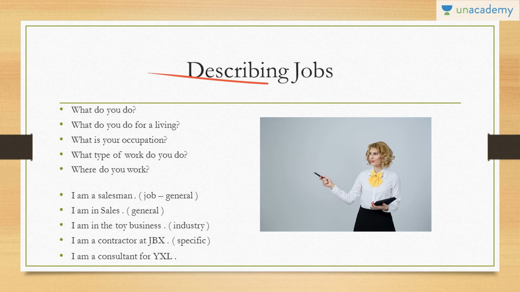Next is describing jobs. How would you describe your job? Let's begin with the questions first. In case you need to ask somebody what job they are doing: What do you do? What do you do for a living? What's your occupation? What type of work do you do? Where do you work? And when you have to reply, I'm a salesman. If you have to tell your job in general, I'm in sales. That's also general. I'm in the toy business. Here you're specifying your industry. I'm working as a contractor in JBX. So here you're being specific. I'm a consultant for YXL. Again, you're being specific.